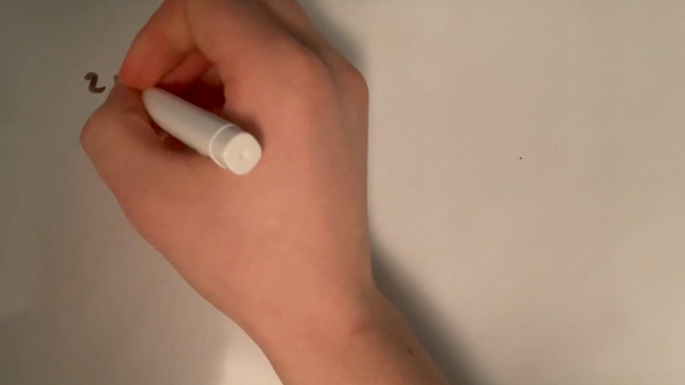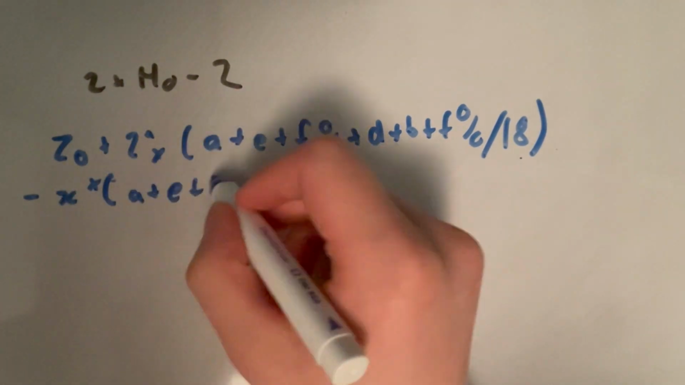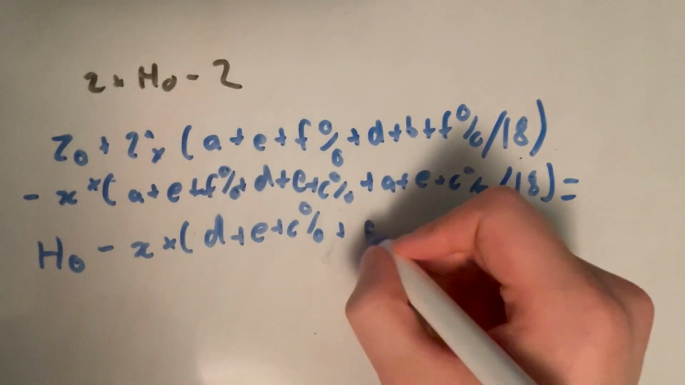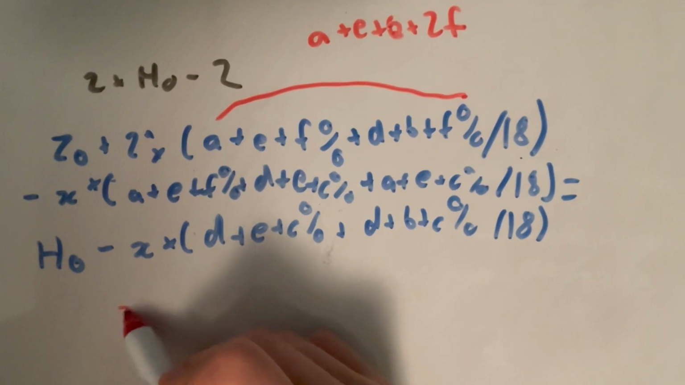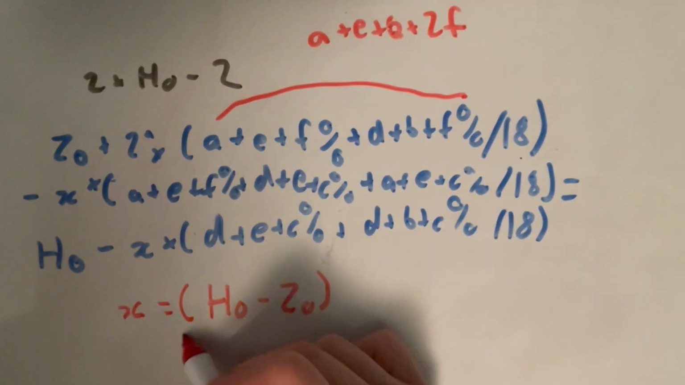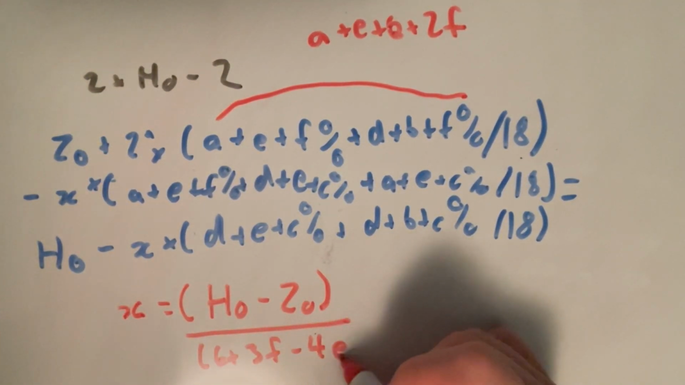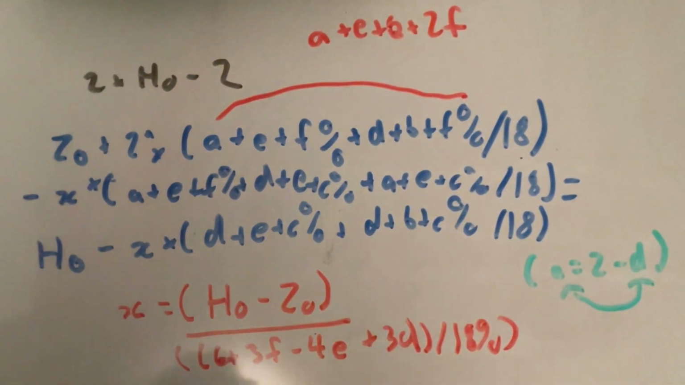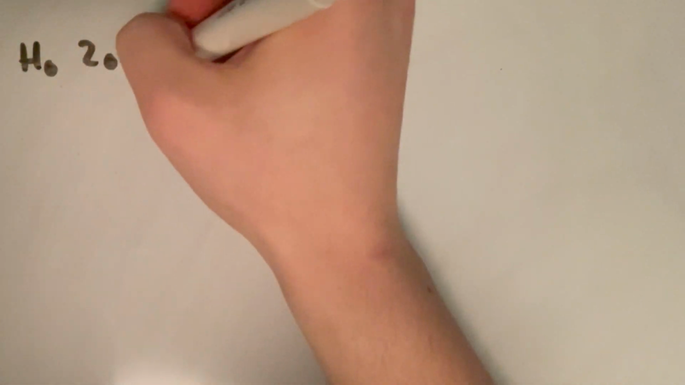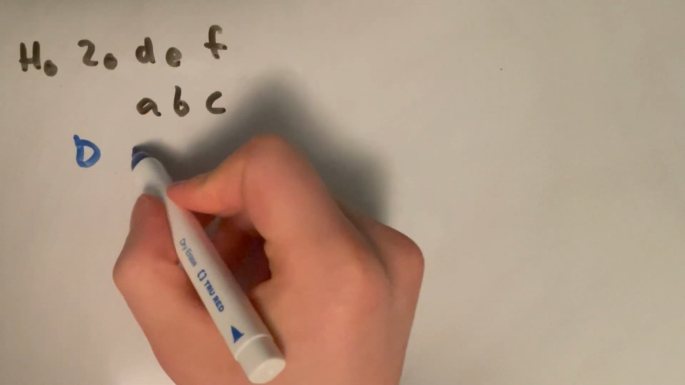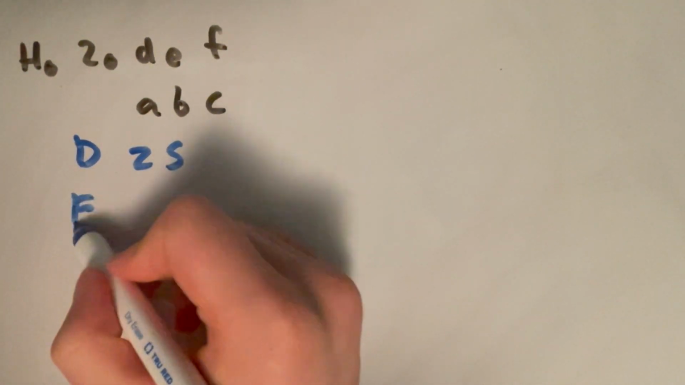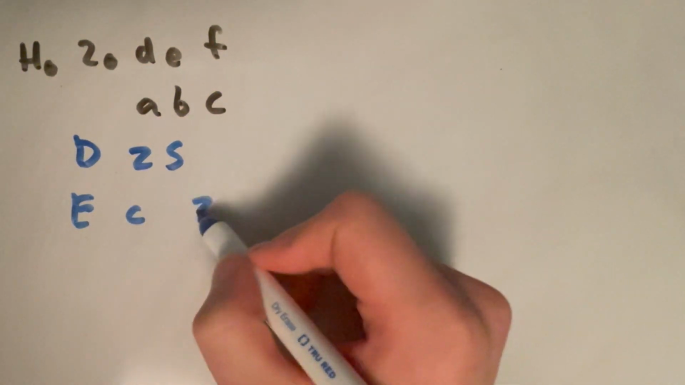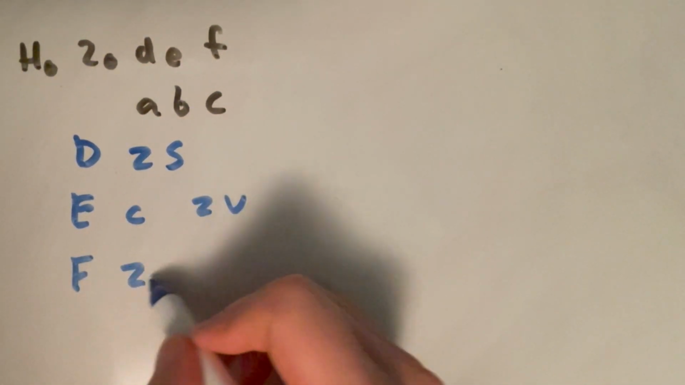Using 2 times h0 minus 2 as our maximum number of encounters with a notable outcome, we can determine x to equal h0 minus z0 over 6 plus 3f minus 4e plus 3d over 18%. Therefore, all we need to determine are the values for h0, z0, d, e, and f, or if we wanted to flip it, a, b, or c, with d marking the zombie's speed, e marking the counterpart to zombie's vitality, and f marking the zombie's infectivity.